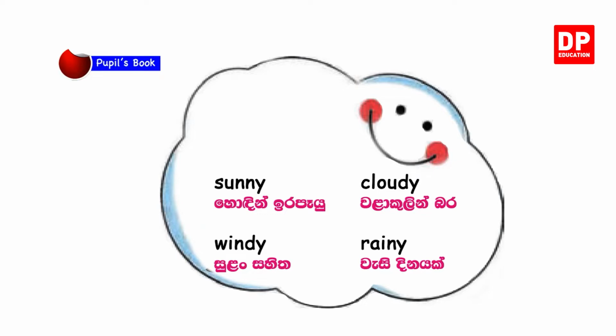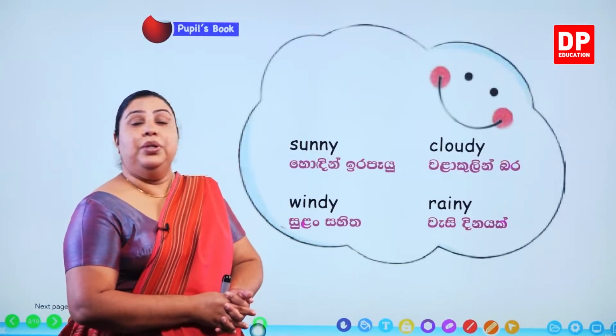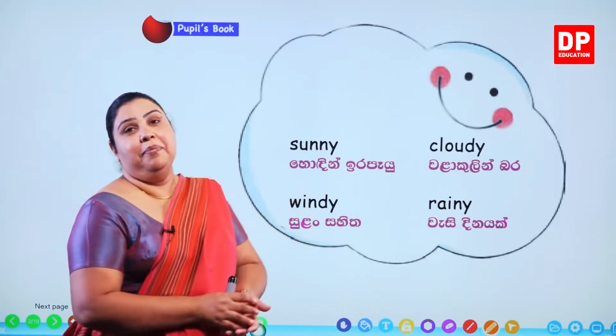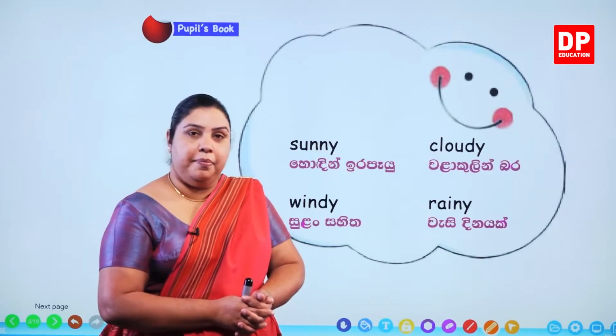Okay, now in your pupils book, you have your happy cloud. So now what are the words that we have in our happy cloud?